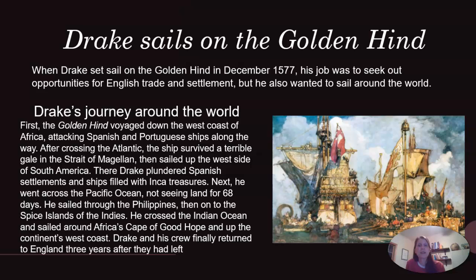After crossing the Atlantic, the ship survived a terrible gale in the Strait of Magellan, then sailed up the west side of South America. There, Drake plundered Spanish settlements and ships filled with Inca treasures. Next, he went across the Pacific Ocean, not seeing land for 68 days. He sailed through the Philippines, then onto the Spice Islands of the Indies. He crossed the Indian Ocean and sailed across Africa's Cape of Good Hope and up the continent's west coast. Drake and his crew finally returned to England 3 years after they had left.